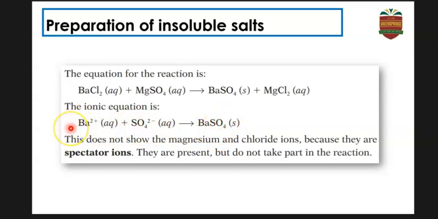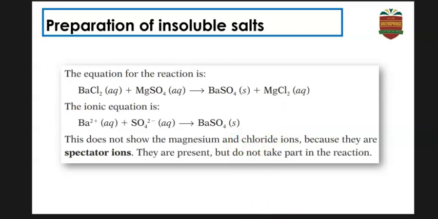So barium essentially combines with sulfate to form barium sulfate. So we remove chloride and magnesium. They are called spectator ions. It's like they do not take part in the reaction, because they remain unchanged in the reaction.